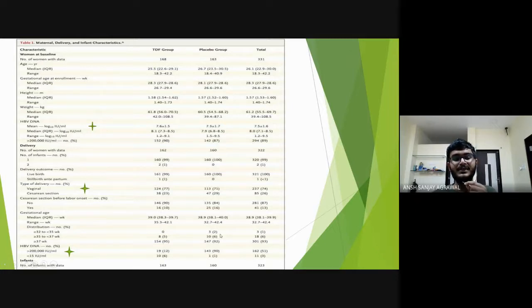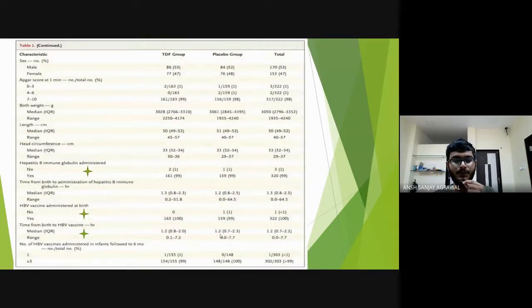Coming to the infants, we had 163 infants in the TDF group with data and 160 in the placebo group, but we didn't analyze every one of them due to various reasons such as dropping out or having incomplete data in between. So just a few things here that I would like you to look at. Hepatitis B immunoglobulin administered: there's a very curious case of no, where two infants haven't been administered immunoglobulin in the TDF group and one in the placebo group.